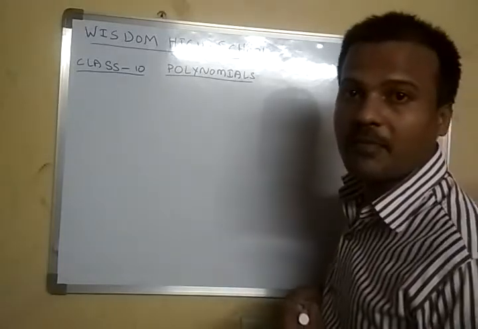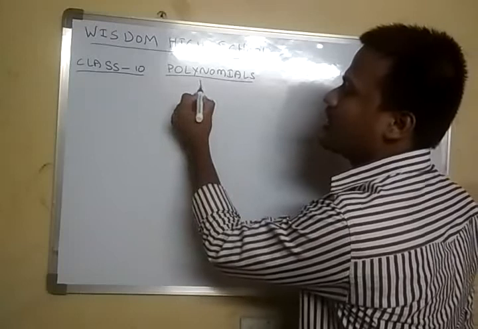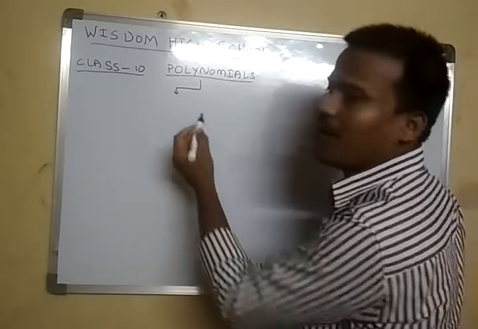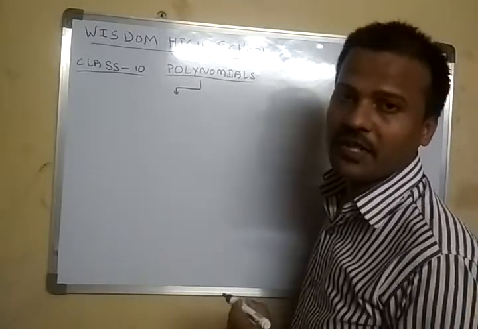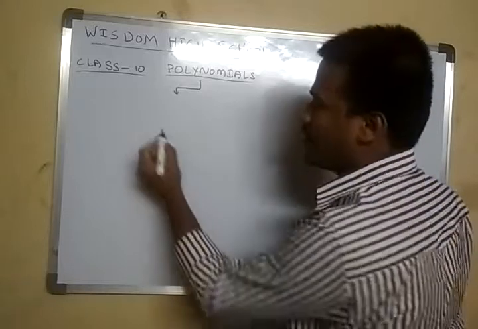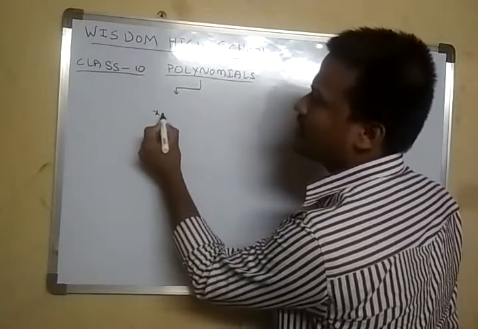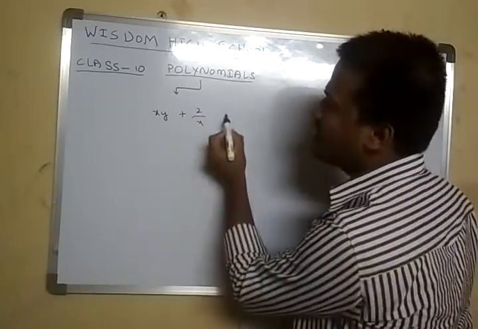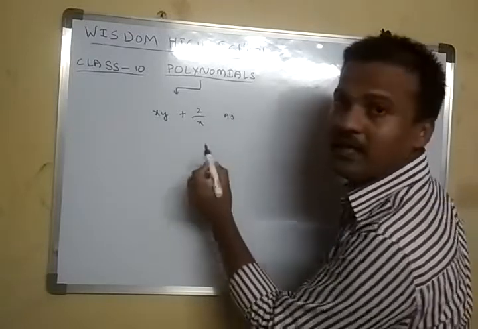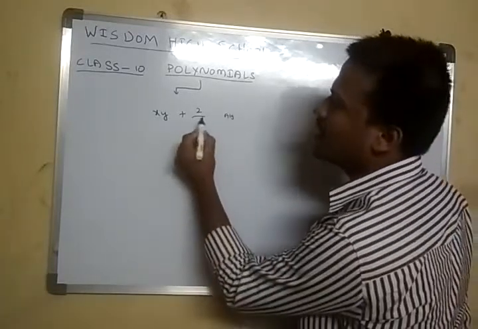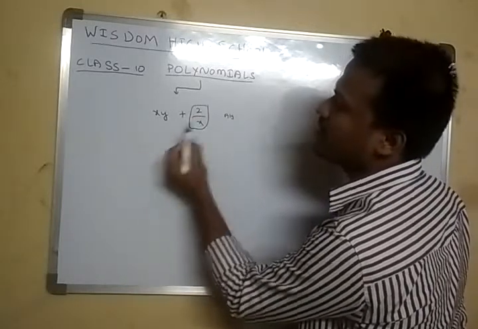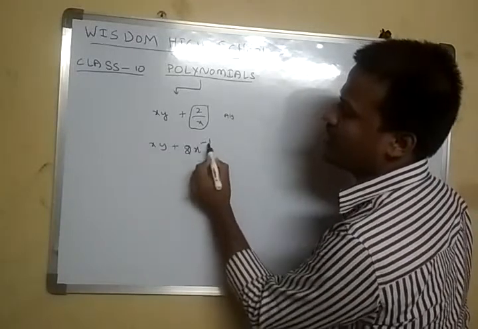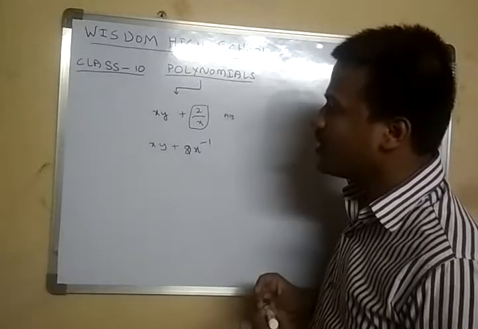So basically, a polynomial is an algebraic expression where all the variables are involved with positive integral powers. For example, if we take x y plus 2 by x, it is an algebraic expression, but it is not a polynomial. Why? Because in this term the power of x is negative, that is 2x power minus 1. This is not a positive integer, so it is not a polynomial.